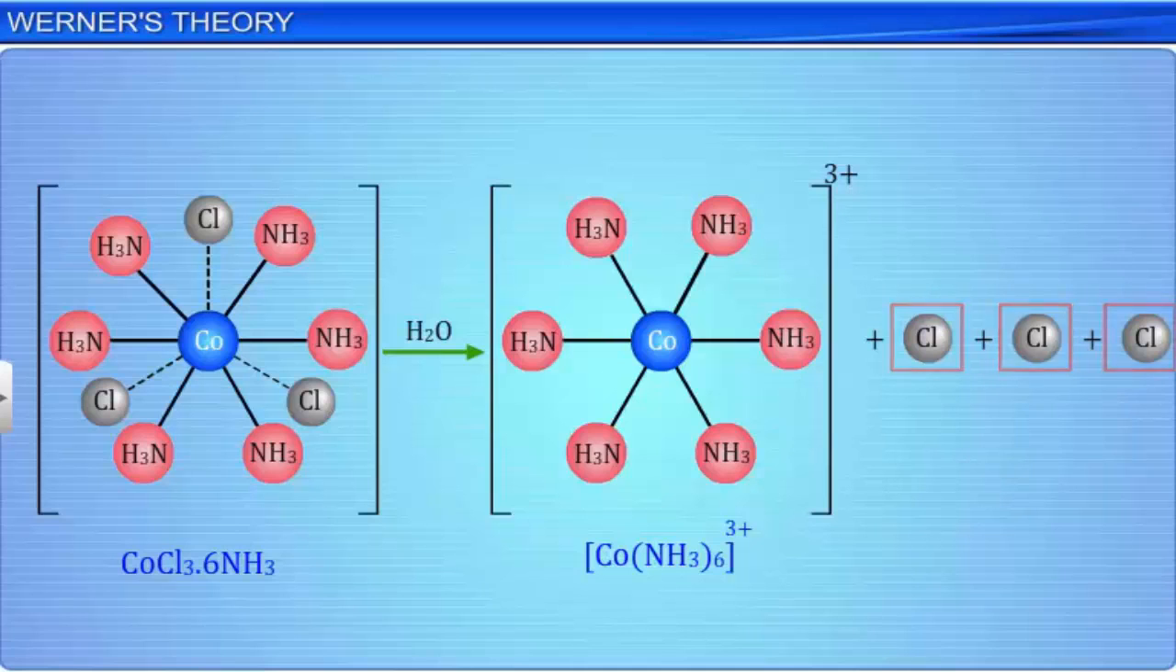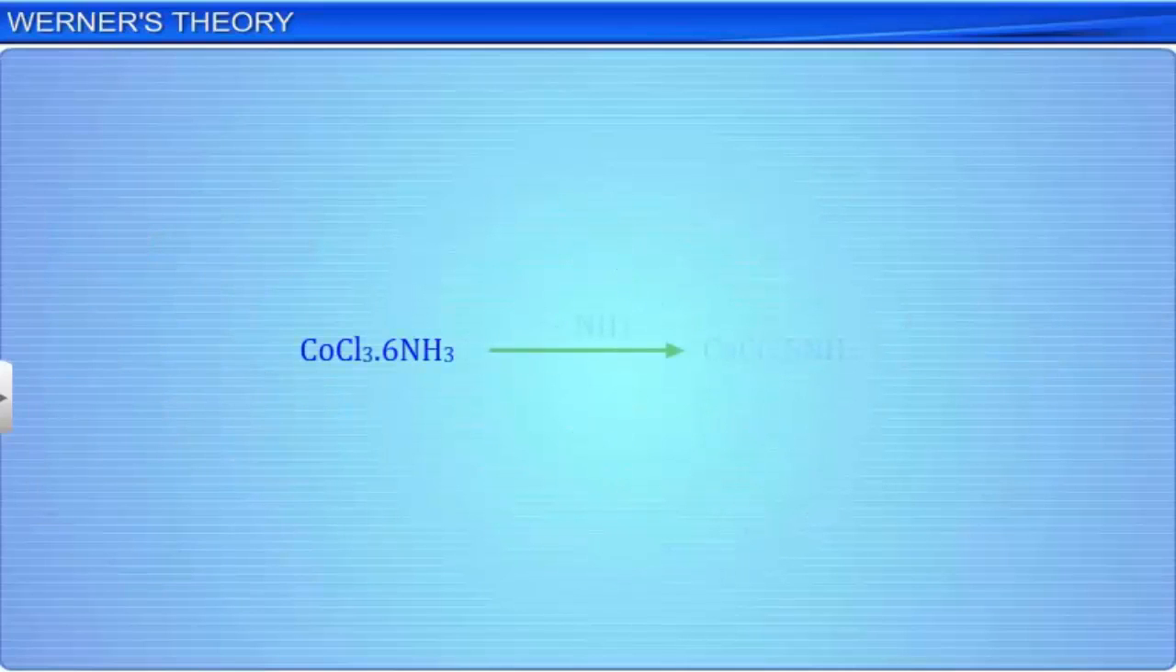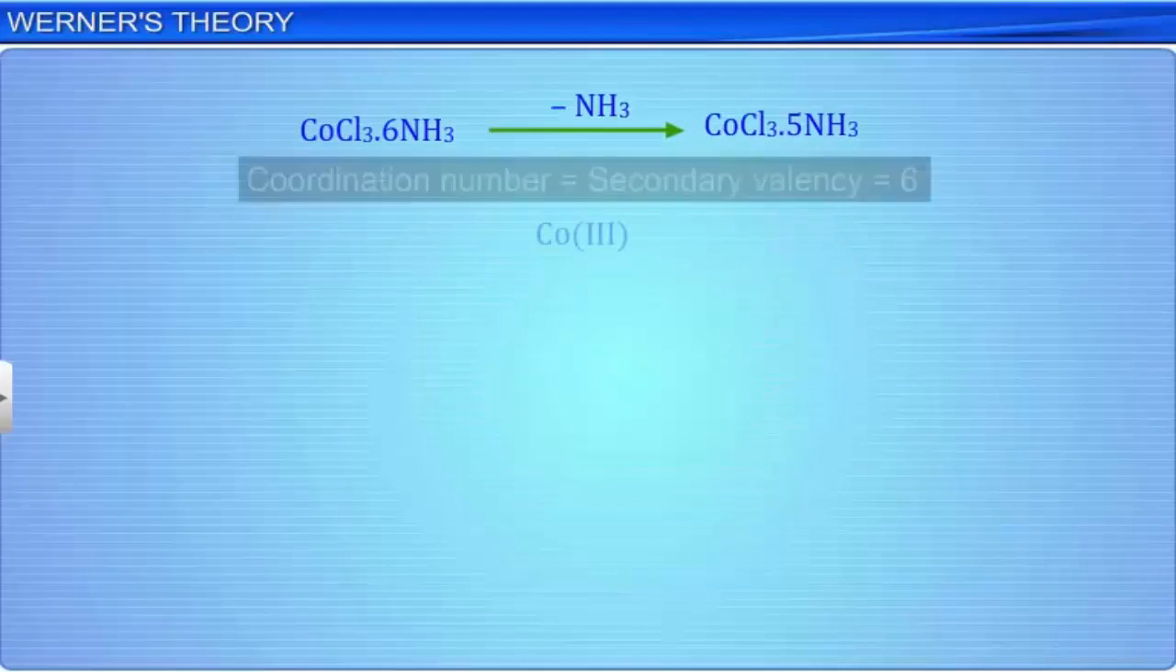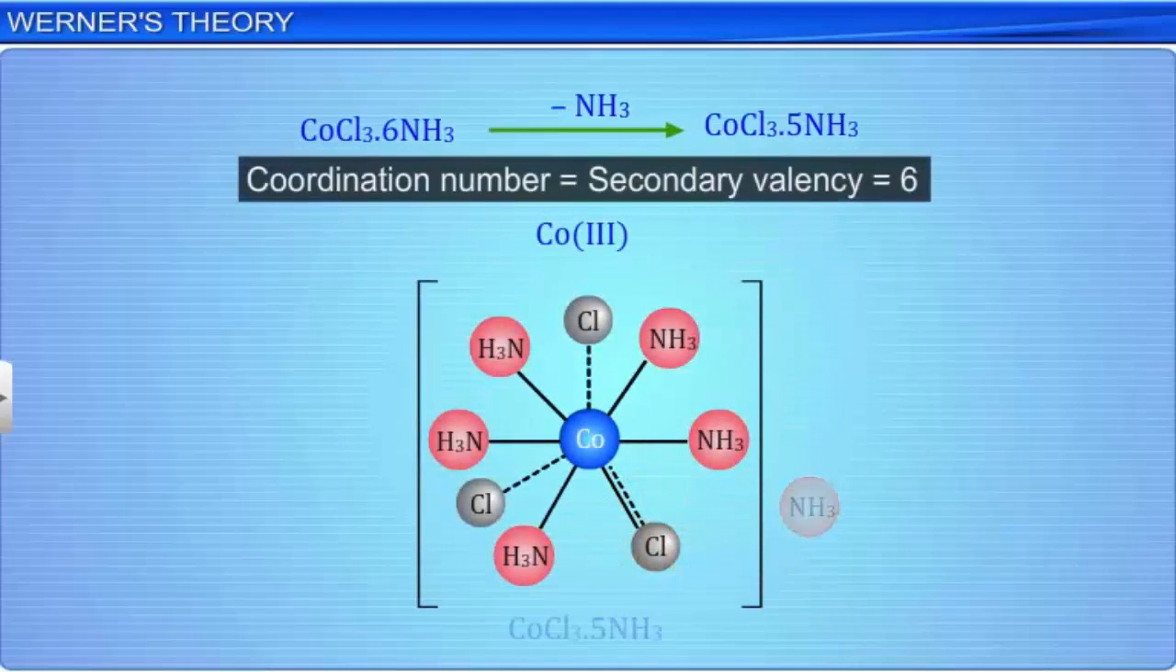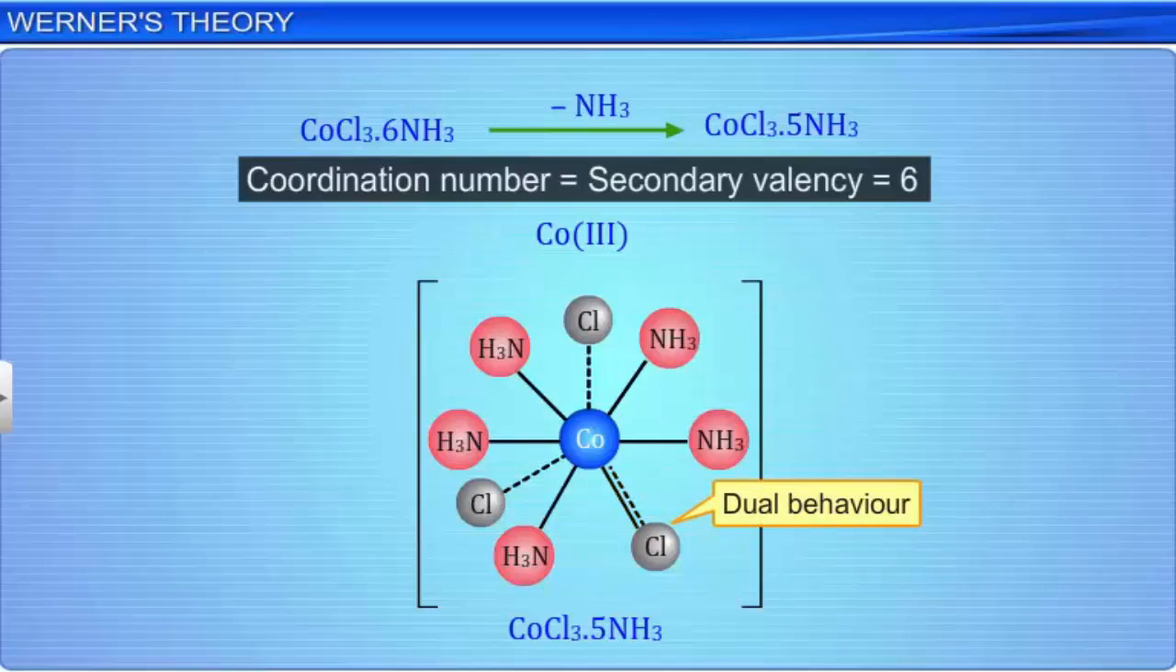Werner deduced that the loss of one ammonia molecule from CoCl3·6NH3 should give CoCl3·5NH3. This complex has only 5 ammonia molecules. Therefore, to satisfy the coordination number of 6 of cobalt, one chloride ion assumes dual behavior. That is, it satisfies the primary as well as the secondary valency of cobalt.